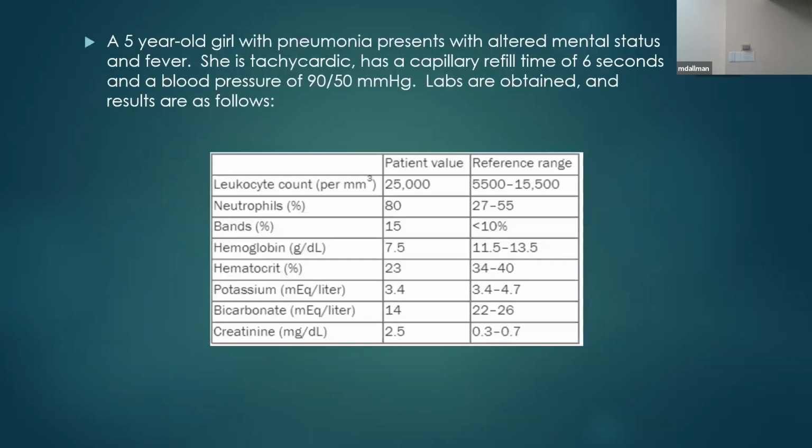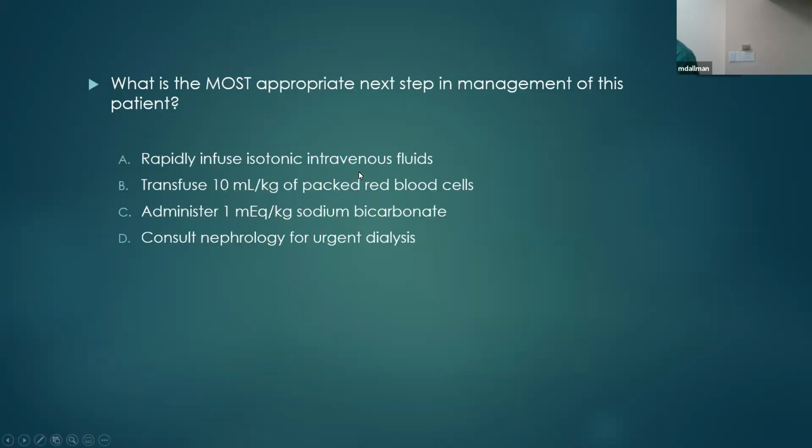All right. A 5-year-old with pneumonia presents with altered mental status and fever. She's tachycardic, has a capillary refill time of 6 seconds, and blood pressure of 95/50. Labs are obtained, and results are as follows. White blood cell count 25,000, 80% neutrophils, 15% bands, hemoglobin 7.5, hematocrit 23, potassium 3.4, bicarbonate 14, creatinine 2.5. What is the most appropriate next management of this patient? Infuse IV fluids, transfuse PRBCs, give bicarb, or consult nephrology for dialysis?